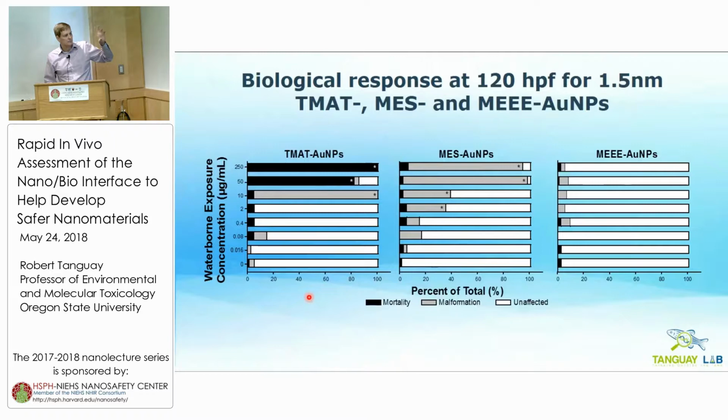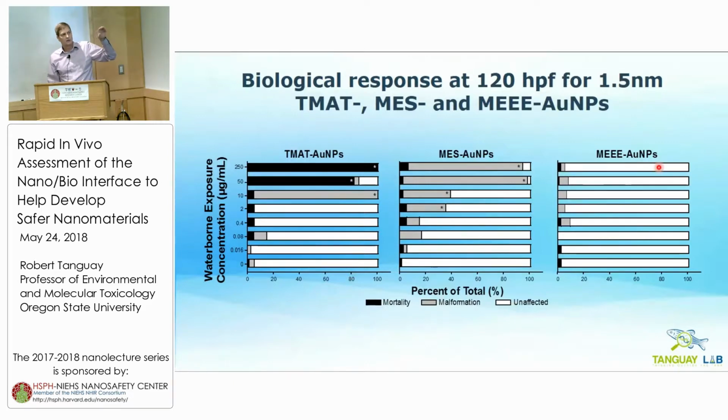I'll try not to confuse you with all the other methods, but what you're looking at here is just the percent of the animals that are responding in a group, from 0 to 100%. The black bar means these embryos were killed by the exposure. The gray bar is some of those other endpoints that I mentioned, the edemas and the axis changes. And unaffected would be the normal animals.